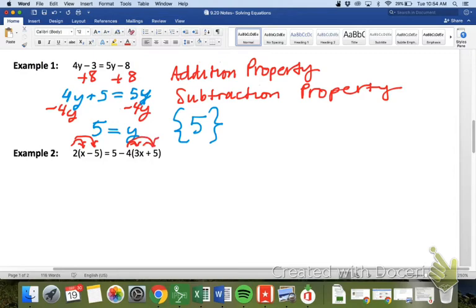So on the left-hand side, I'm going to get 2x minus 10 is equal to, that 5 is just going to come down here, and then I have negative 4 times 3x is going to become negative 12x. And negative 4 times 5 is going to become negative 20. Okay? So when I'm justifying that step, I'm going to say this was the distributive property.